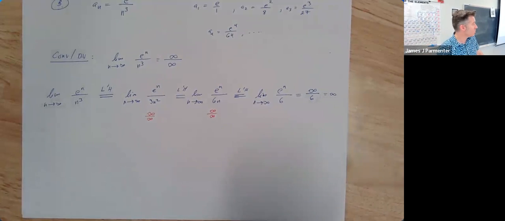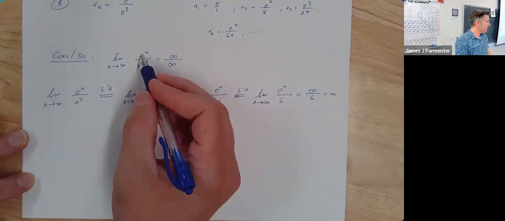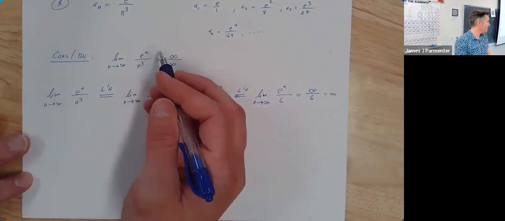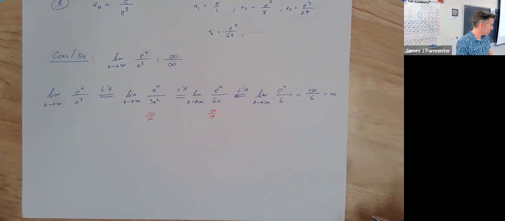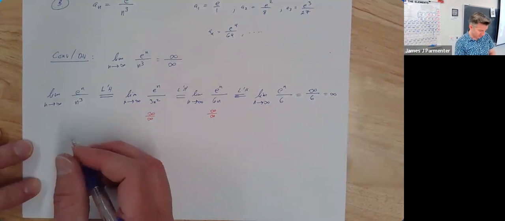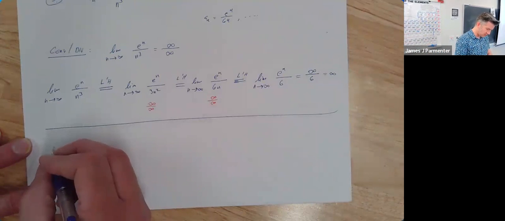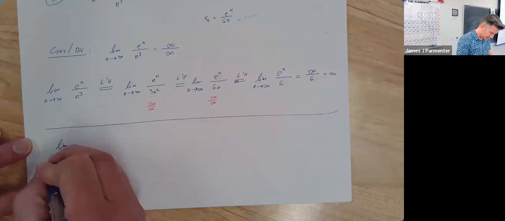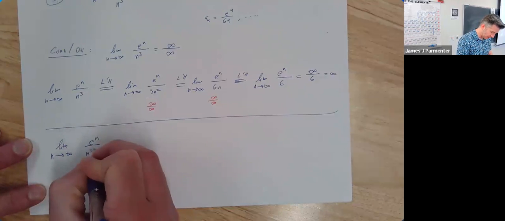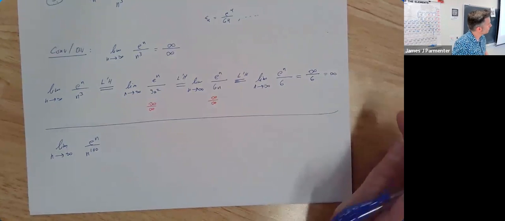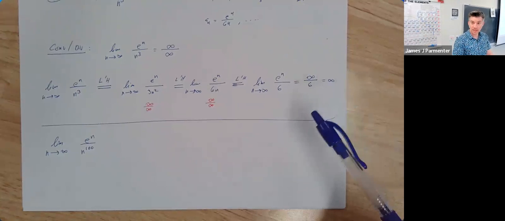So what does this mean to us? It really means that e to the n is always going to outpace, or outgrow, or grow faster than n cubed. Now, let me ask you all a question that we're not going to do, but we can think about the answer to. What if I asked you about the limit as n goes to infinity of e to the n over n to the 100th power? What do you think that limit is going to be?